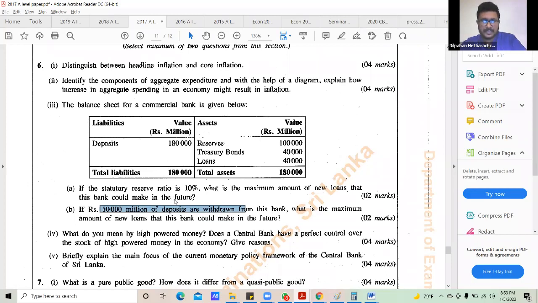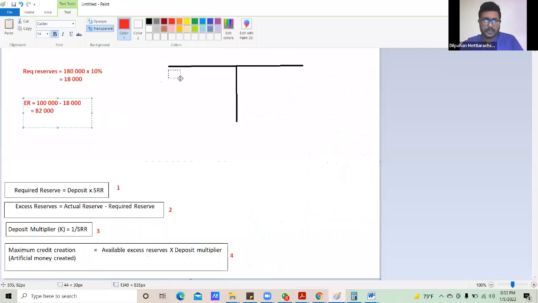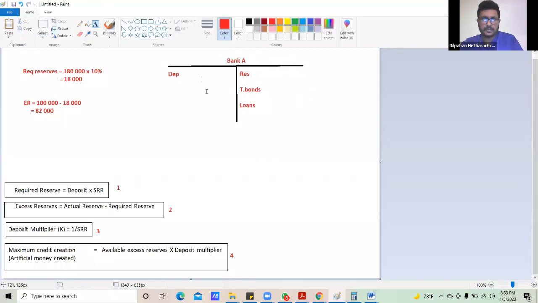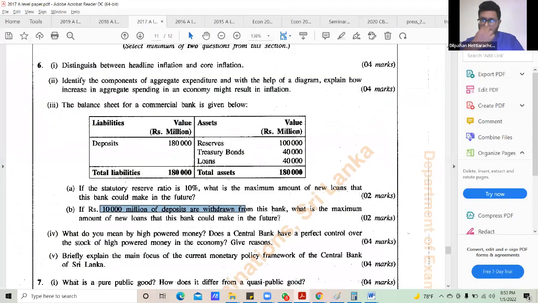So how can we adjust it? I'm not going to put all the information. Deposits, reserves, treasury bonds, and loans. So these are the main components. So this is, we say, bank A. Initially the deposit was 180, but now Ching Chong Ching withdrew 10 million, 10,000 million.